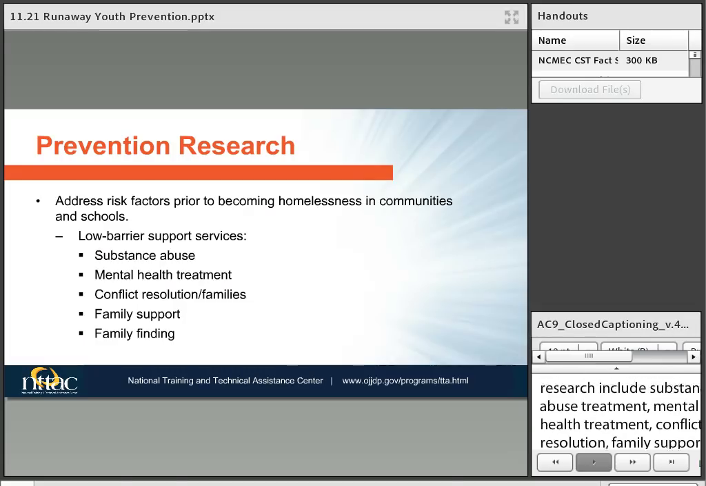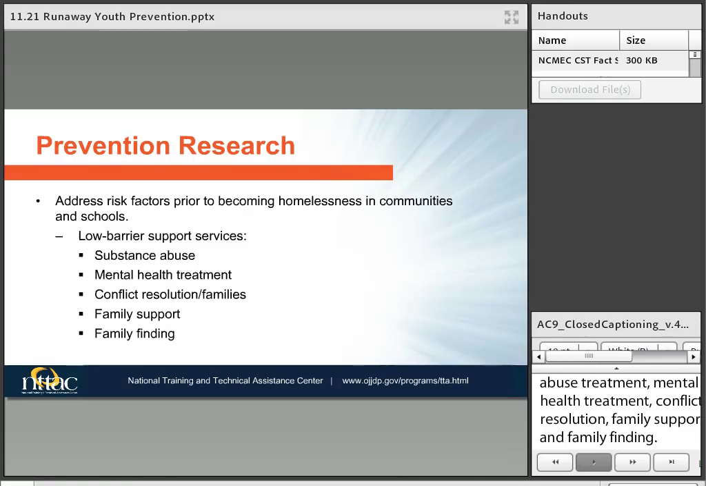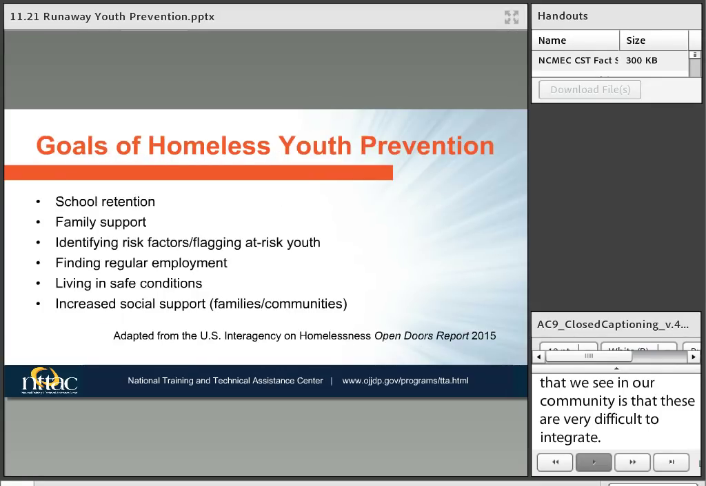But what we find in most of the programming that we see in our communities is that these are very difficult to integrate. You can't do substance abuse treatment in one session, and many of our clients come and go rather quickly. We may see them 2 or 3 times. We may see them 80 times over a year. But it's been difficult to integrate and provide those services over a period of time.